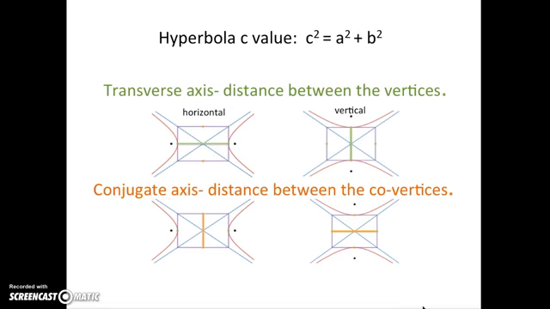To calculate the c value for a hyperbola, it's c squared equals a squared plus b squared. In this situation, the c value is going to be longer than both the a and the b value.